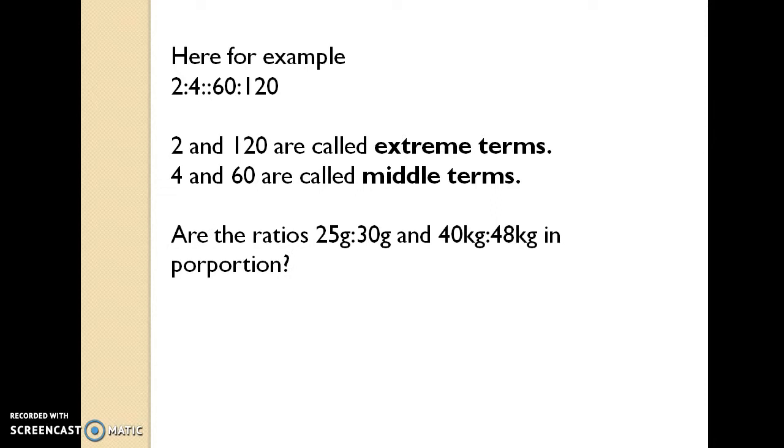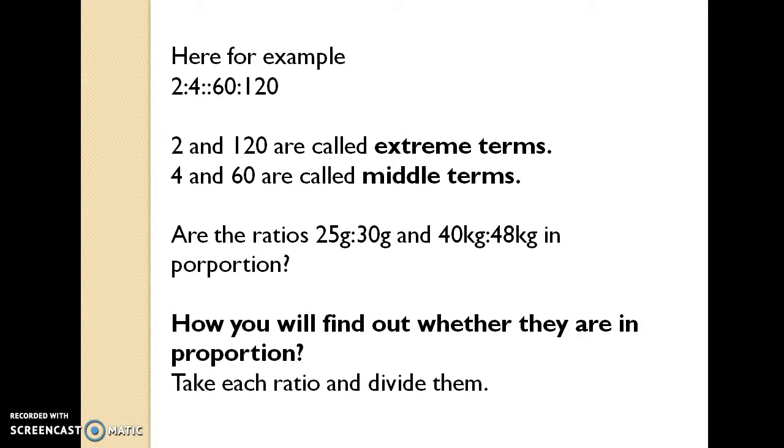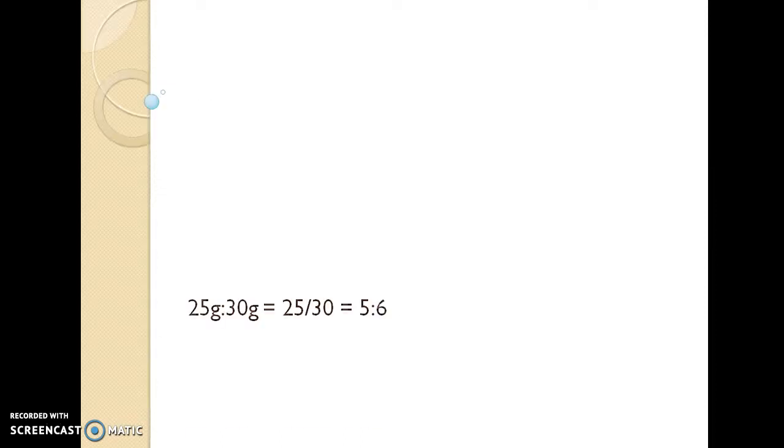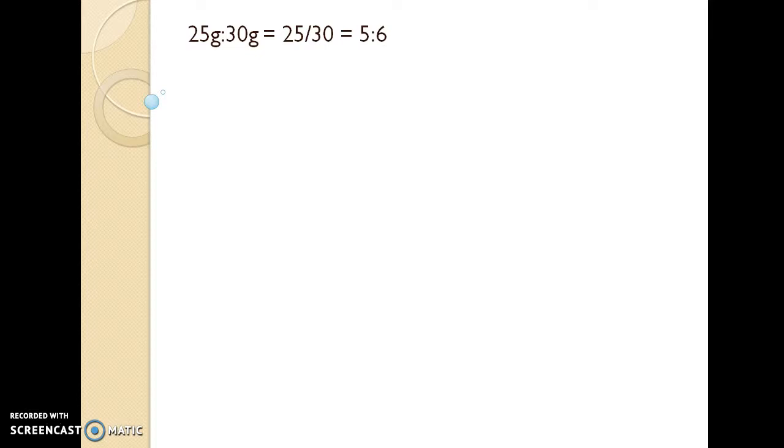Now, I'll give you another problem here. Are the ratios given on the screen said to be in proportion? How will you find out whether they are in proportion? Yes, take each ratio and divide them. So, what are you going to do? You will take 25 is to 30. That means you are going to take 25 divided by 30. So, you will get 5 is to 6.